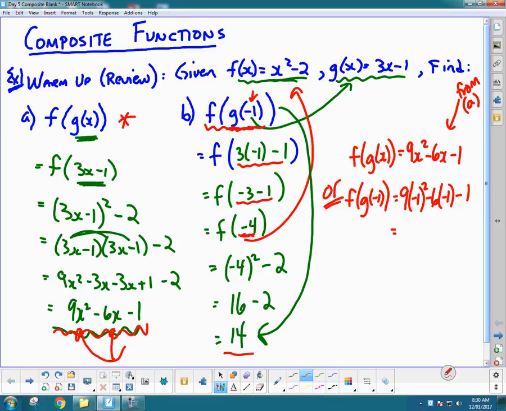So let's do this. So that's negative 1 squared, which is positive 1, times 9, which is 9, minus 6 times negative 1 is plus 6, and then minus 1, so that's 15, minus 1 is 14. Oops. And it does work. Now, can you see advantages or disadvantages of either of these?